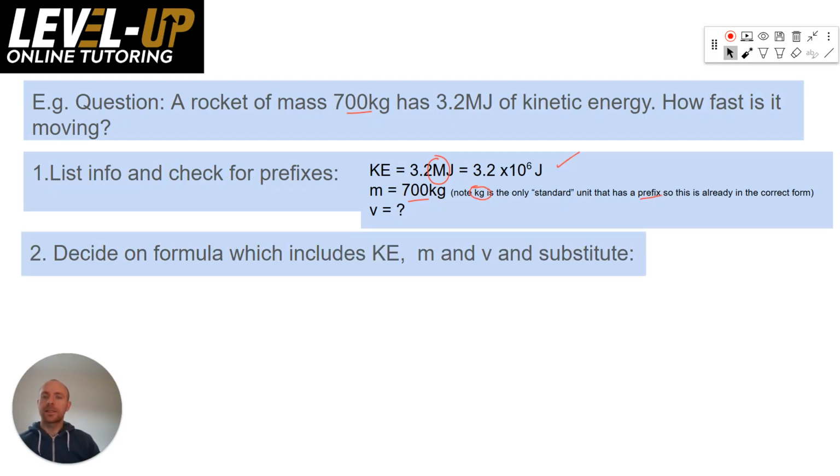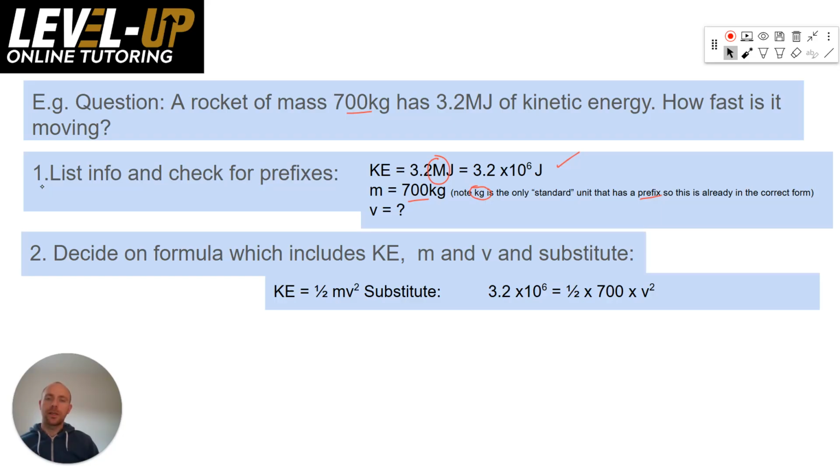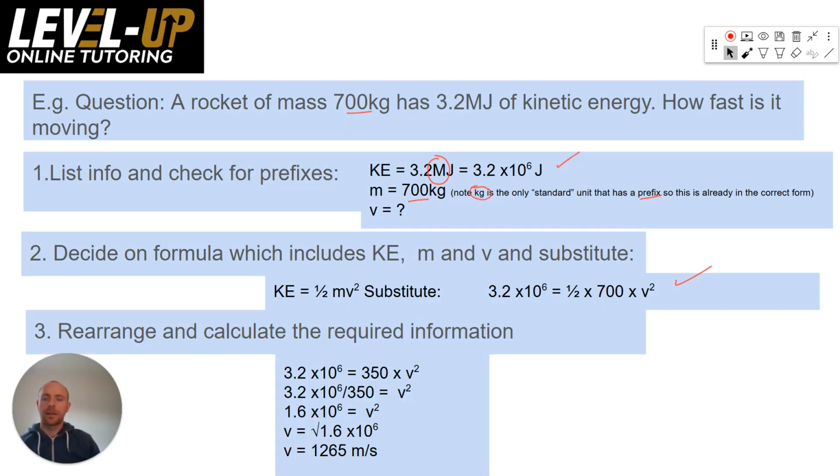Then we want to know V, so we need to think which formula we're going to use. Slightly more complicated one, but half mv squared. So again, we substitute it in that form. That's going to get us a mark. And then we can rearrange it, and that should be our answer. Quite a tricky rearrangement, that.